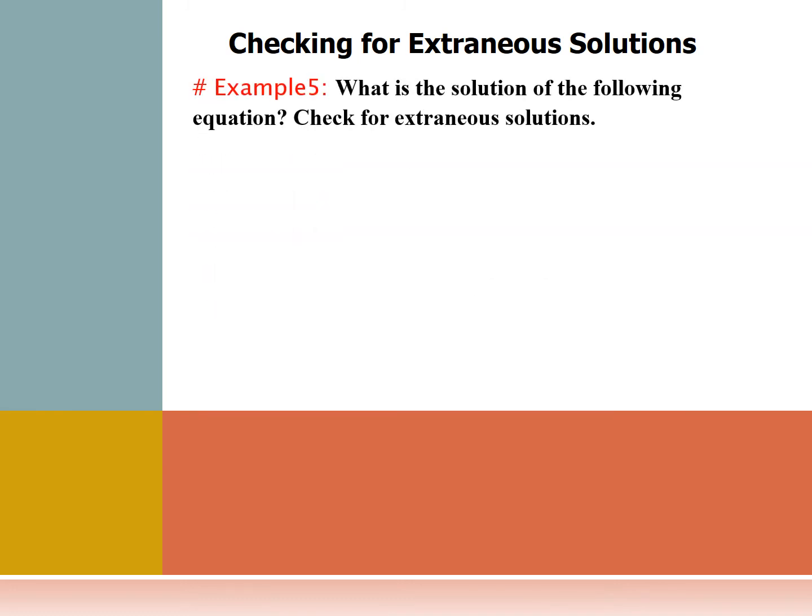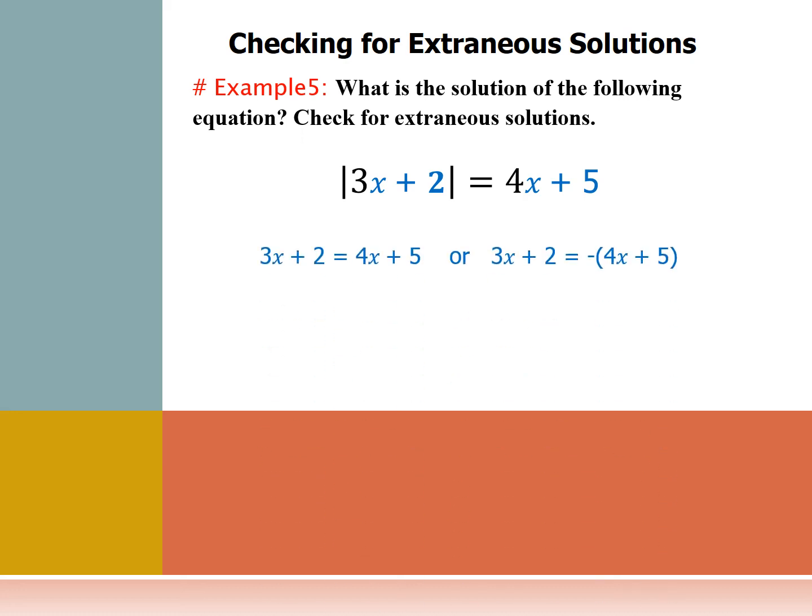Example number 5, what is the solution of the following equation, and check for extraneous solutions. So we have here the absolute value of 3x plus 2 is equal to 4x plus 5. So we have to take it sometimes positive and sometimes negative. So we have 3x plus 2 is equal to positive 4x plus 5, or 3x plus 2 is equal to negative, 4x plus 5. And when we distribute the negative, we will get minus 4x minus 5 here.